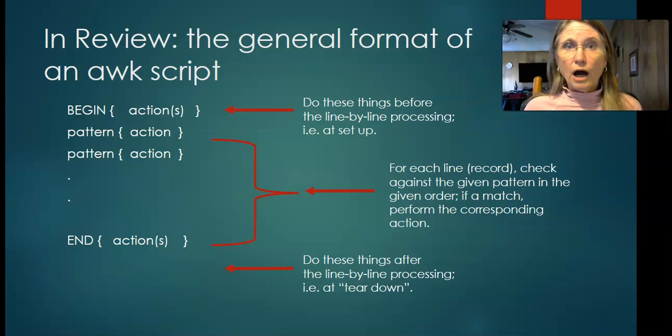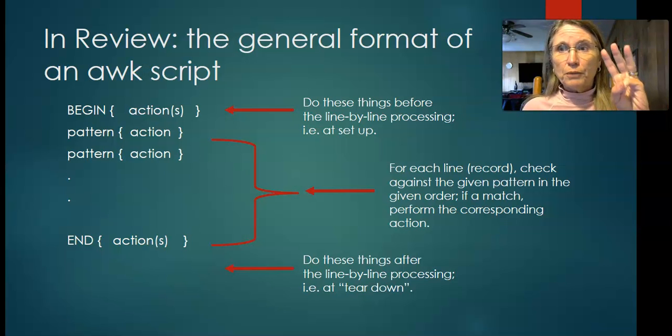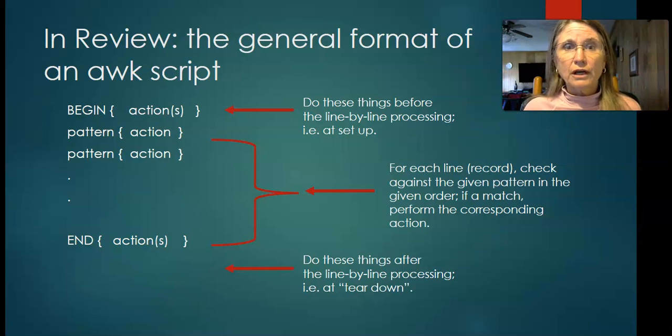In review, an AWK program has three basic compartments. It has begin actions. Those are the things that happen before your data input stream is processed line by line. So we might call this the setup portion of your script. Then there is the main body, which can consist of many sets of pattern action pairs.